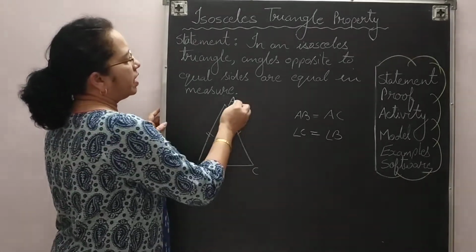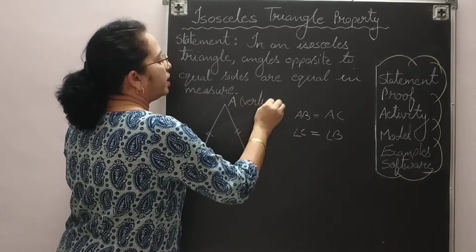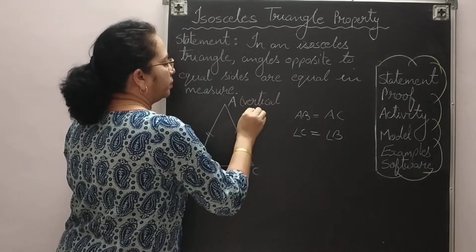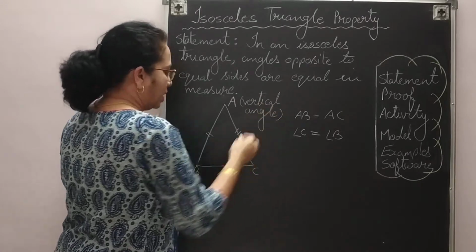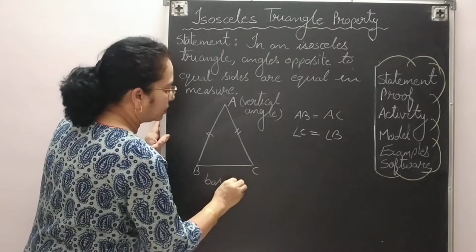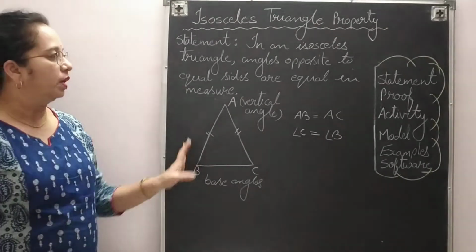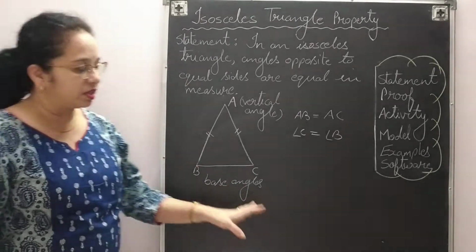In an isosceles triangle, this angle A is known as the vertical angle, and B and C are known as base angles. Okay, this we require for the proof. So this is all about the statement. Now we will go for the proof.